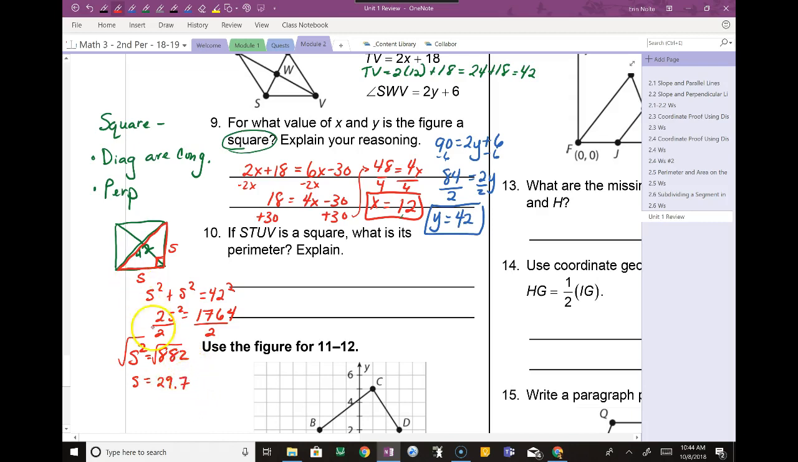So if our side length is 29.7, I need to find the perimeter being all 4 sides. So my perimeter is going to be 4 side lengths. So if I plug 29.7 in, multiply that by 4, I get 118.8. And if I had units, I would label it, but there are no units. So there you go.